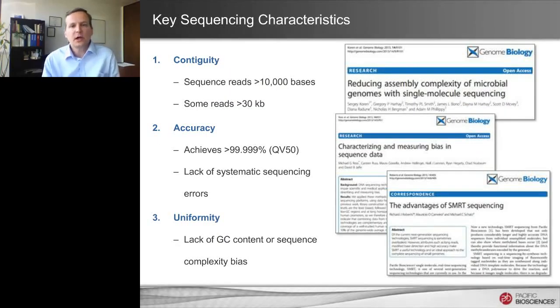So the first thing I want to mention is that with this kind of sequencing doing it quite a bit differently from the short-read technologies come key sequencing characteristics that also distinguish it from the other sequencing techniques. And the three topics that are important when evaluating really any sequencing technology are listed here. And so in terms of contiguity, that is referring to the read length.